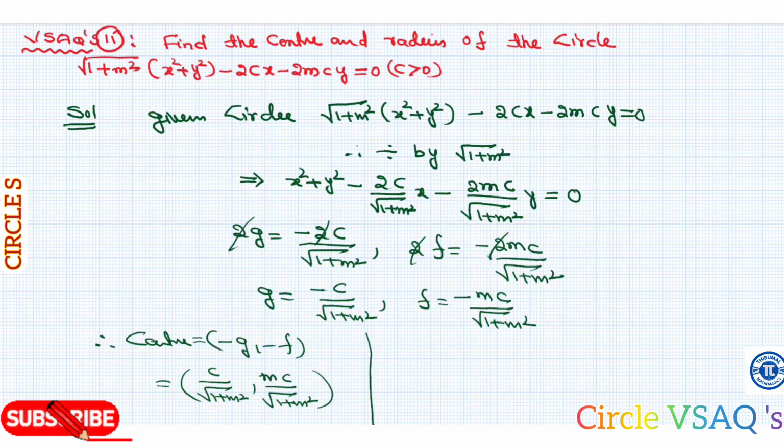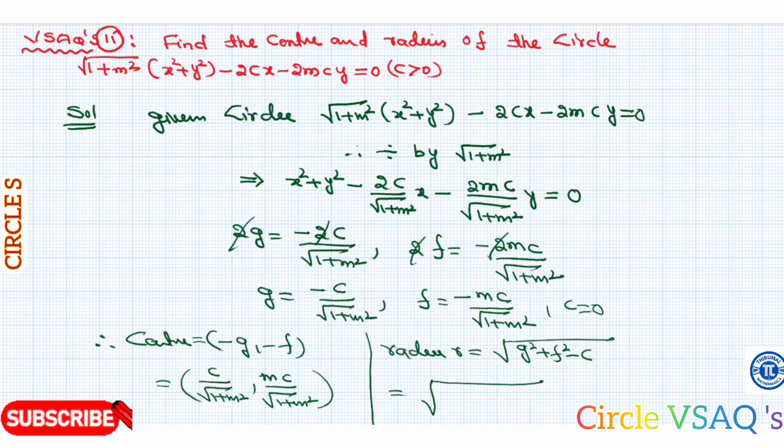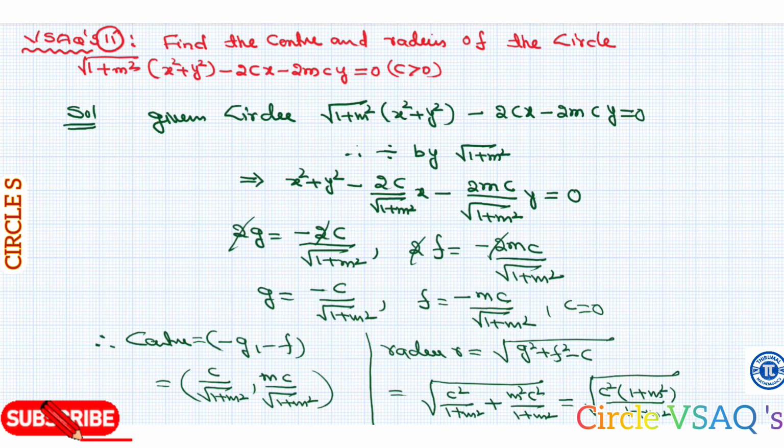And consider the radius formula. Radius r = √(g² + f² − c), where the c value is 0, so it is equal to √(c²/(1 + m²) + m²c²/(1 + m²)). Take the LCM, which is 1 + m². In the numerator c² is a common term: c²(1 + m²)/(1 + m²). The (1 + m²) cancels, giving c. So the radius of the given circle is r = c.